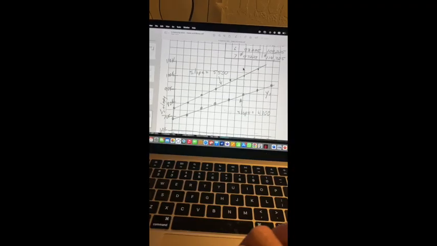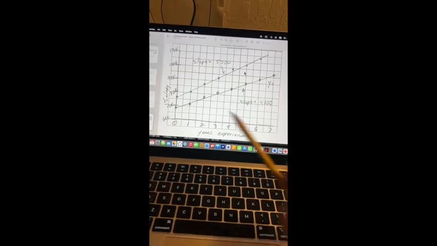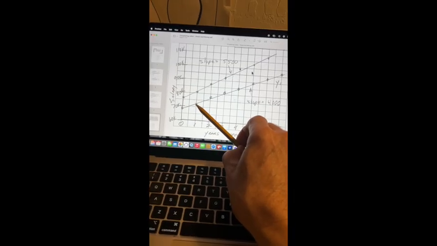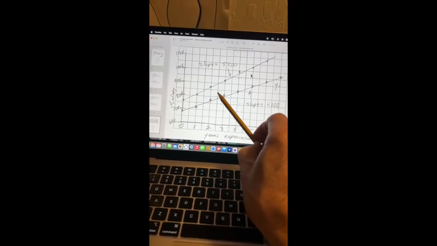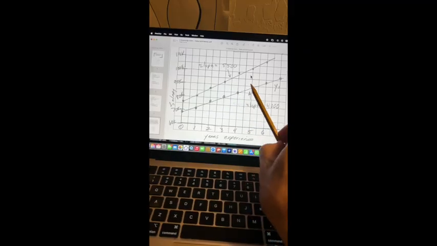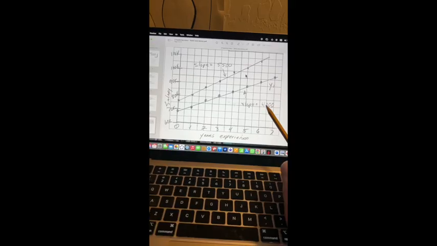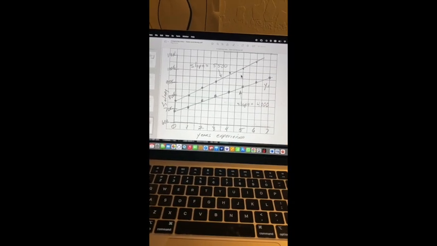Well, let's look at the graph here. We started at 69,000. We go up 4,000. You go up another 4,000, you go up another 4,000, and you just keep going up 4,000. That's called the slope. It's the amount you increase every single year.